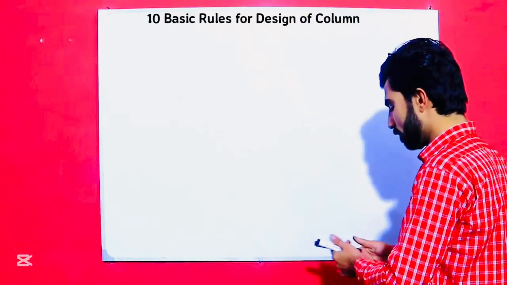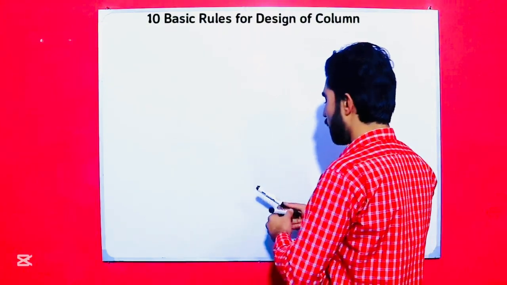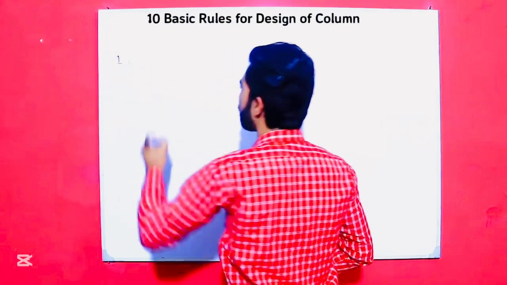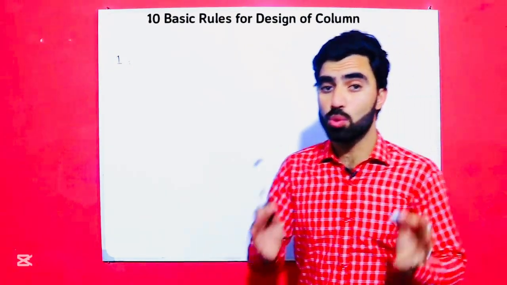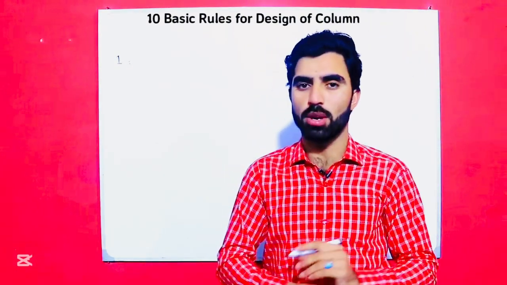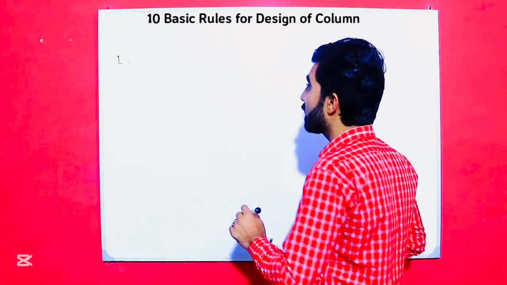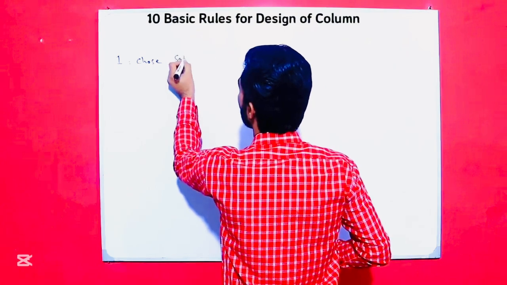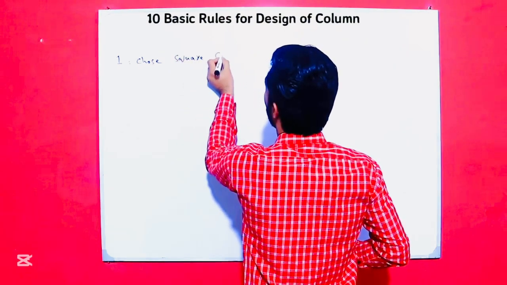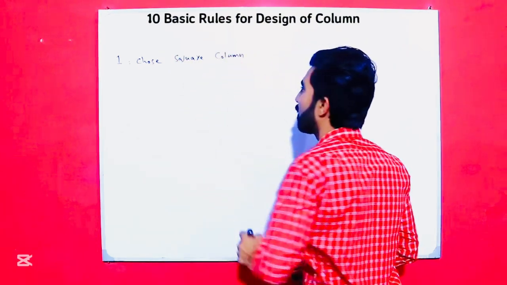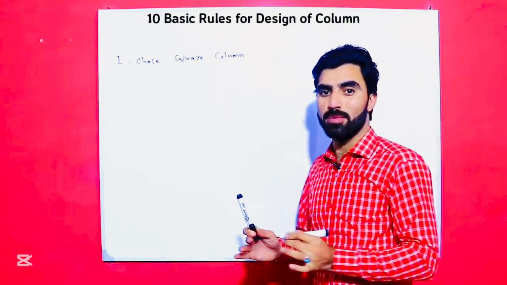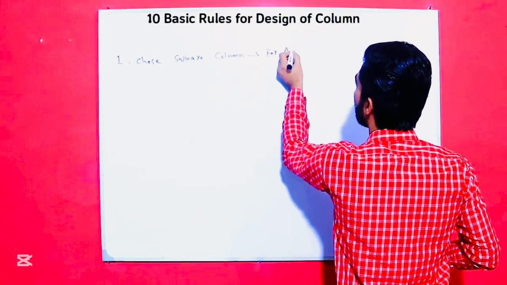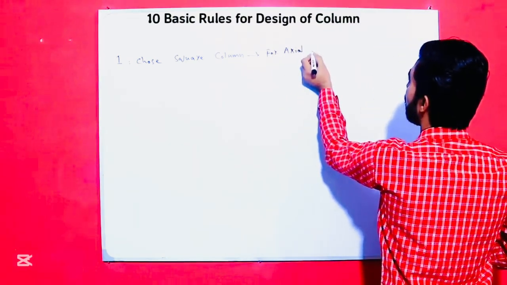Let's start guys. The topic is 10 basic rules for design of column. Guys, the first one is, as you know, we have square column especially and rectangular column. So I will tell you, choose square column. Why choose square column? Choose square column for axial load.